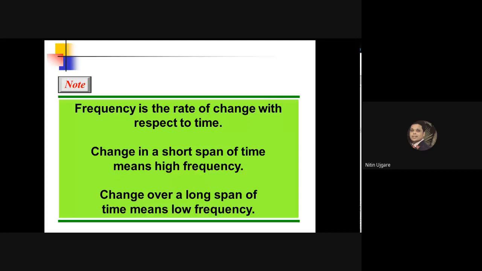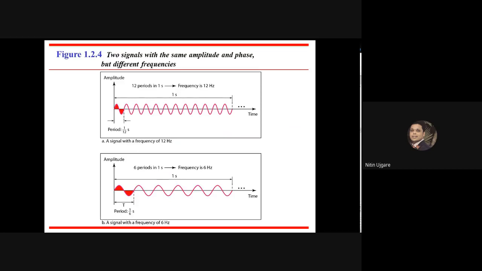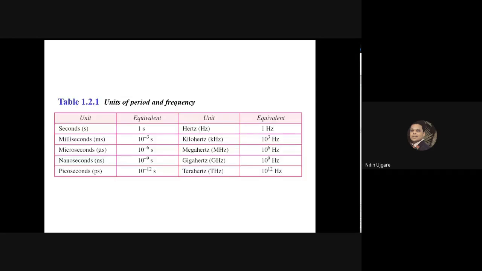We have seen that in this particular case where we have shown these two signals. The first signal has high frequency, whereas the second signal has low frequency. Why? Because the first signal takes a very short span of time to change, and that's the reason it has a high frequency. Whereas in the second figure, the signal takes a long time to change, and that's the reason it has a lower frequency.